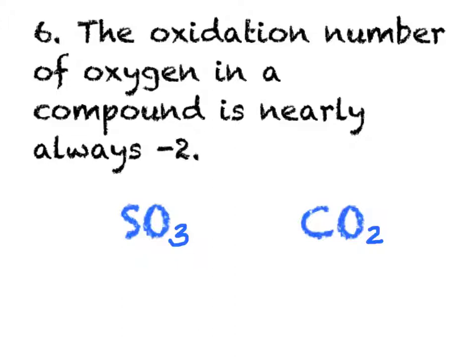Okay, number 6, the oxidation number of oxygen in a compound is nearly always minus 2. Certainly for the kinds of compounds that you're going to encounter, it's going to be minus 2. So for example, if we've got sulfur trioxide, the oxidation number of the oxygen here is going to be minus 2. The fact that there are 3 of them is something that we'll need to take into account, and we'll do a couple of examples with that later on. With carbon dioxide, for example, again, the oxidation number of oxygen in this compound is minus 2.